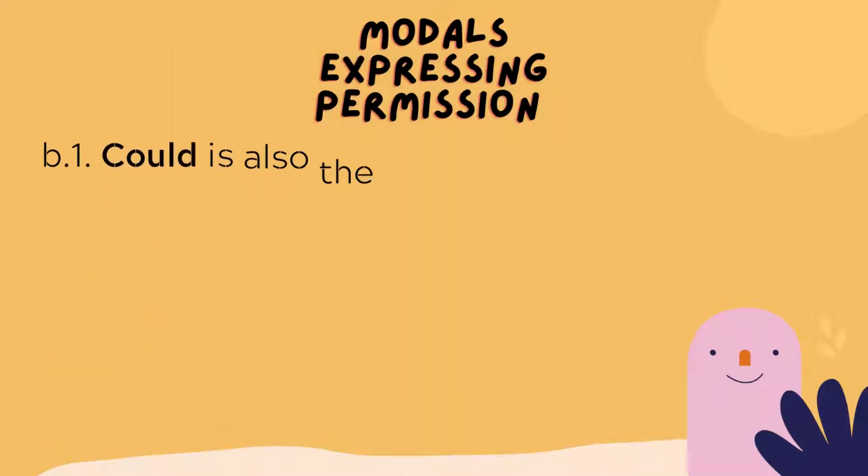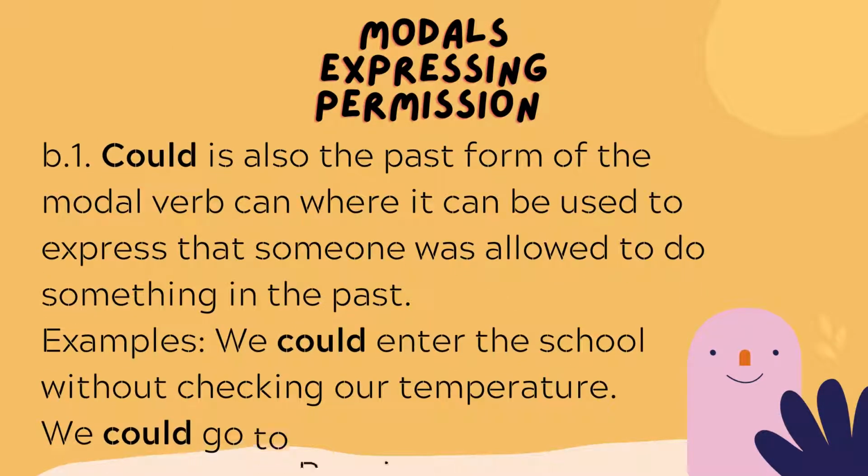E. Could is also the past form of the modal verb can, where it can be used to express that someone was allowed to do something in the past. Examples: we could enter the school without checking our temperature.